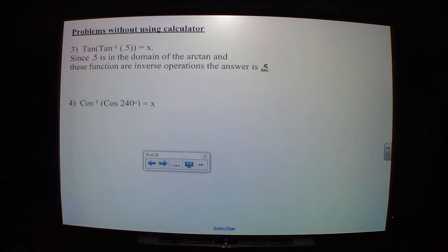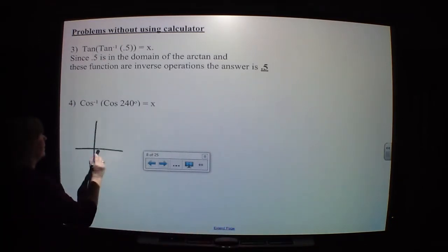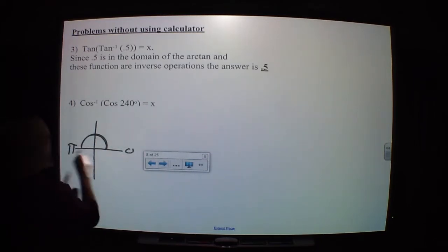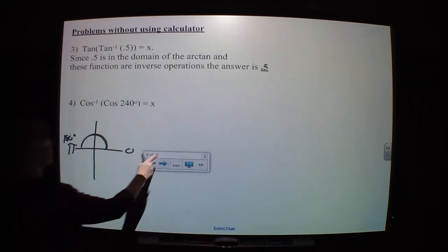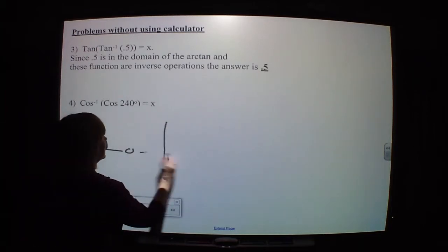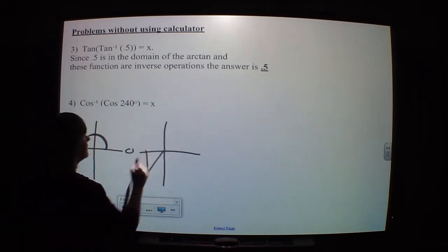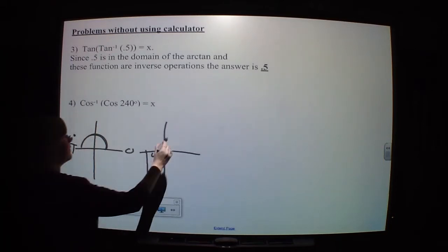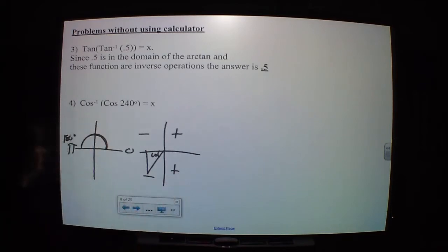Okay? But this one right here, remember inverse cosine is only defined from 0 to pi, or 0 to 180 degrees. That's 240 degrees. So here's how you can do this one. You can take a look at it and say, okay, I know where 240 degrees is. 240 degrees is in the third quadrant with a reference angle of 60. Remember, cosine is positive, negative, negative, positive.